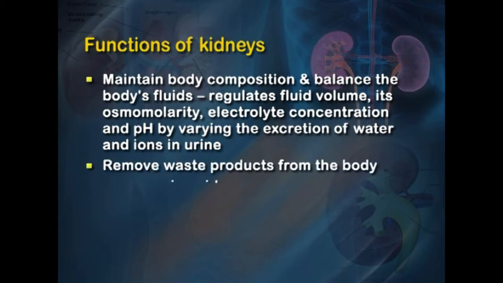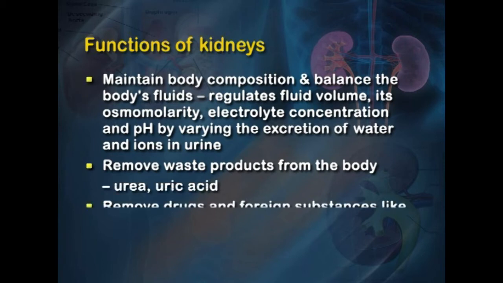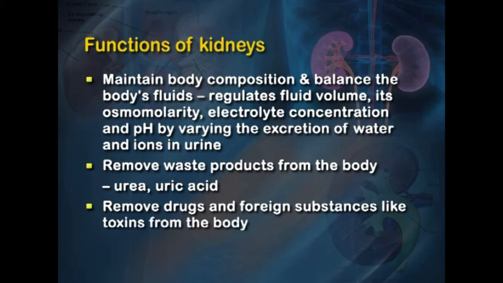It removes the waste products from the body. Urea is the end product of protein metabolism. Uric acid is the end product of purine and pyrimidine metabolism, which are part of the animal food proteins. Kidneys also remove drugs or their end metabolites, and foreign substances like toxins, from the body.